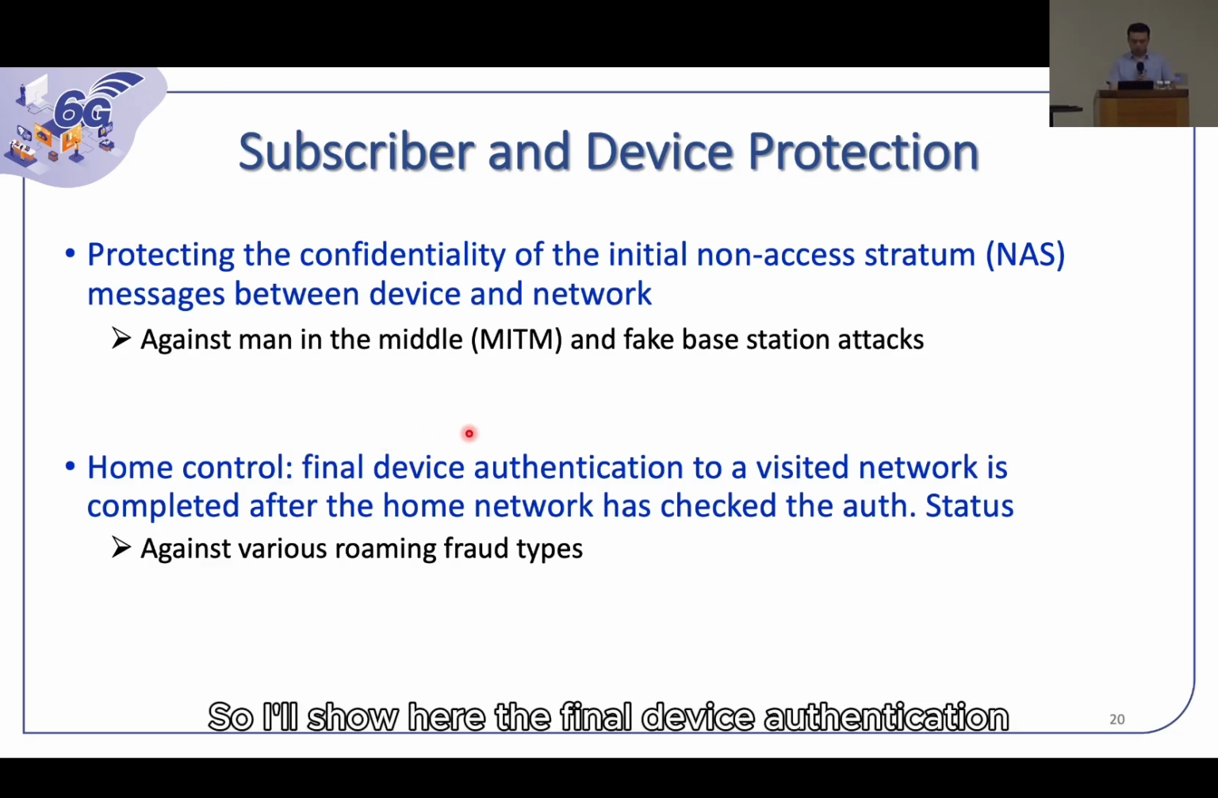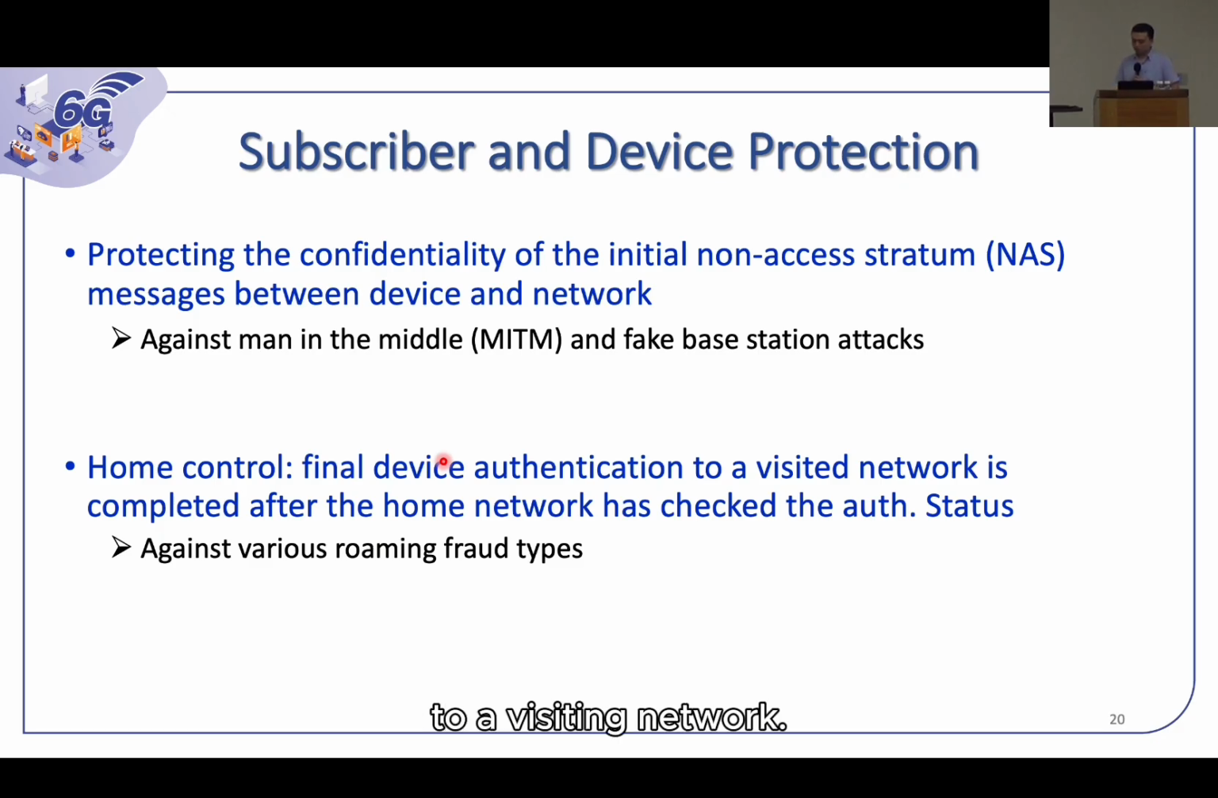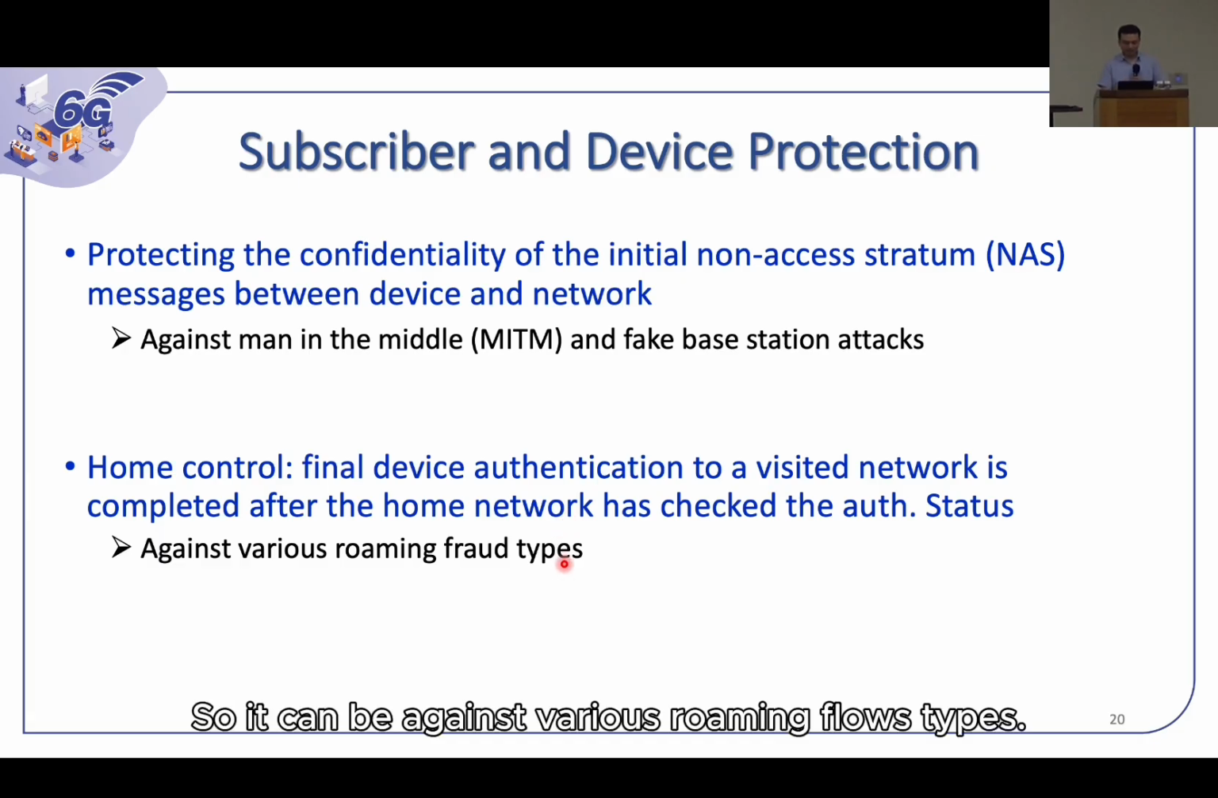Okay, so I show here the final device authentication to a visited network, such as AT&T, in the example I just mentioned, is completed after the home network has checked the authentication status. So it can be used against various roaming flow types.